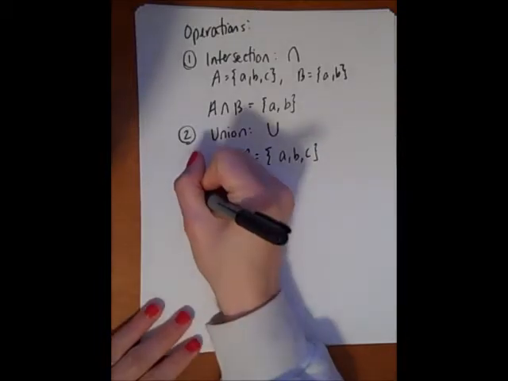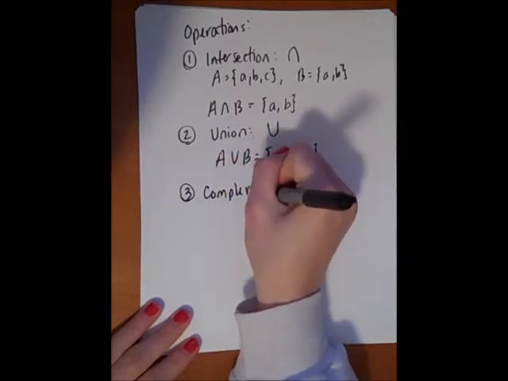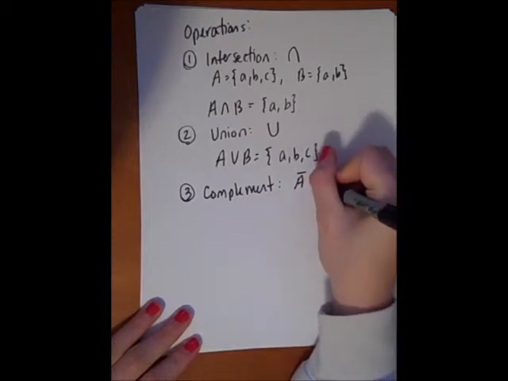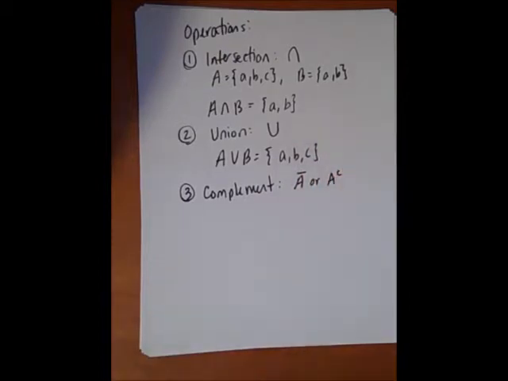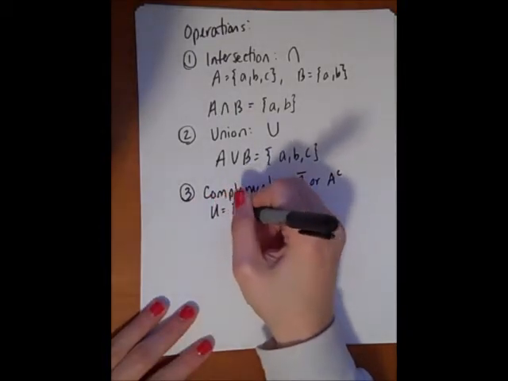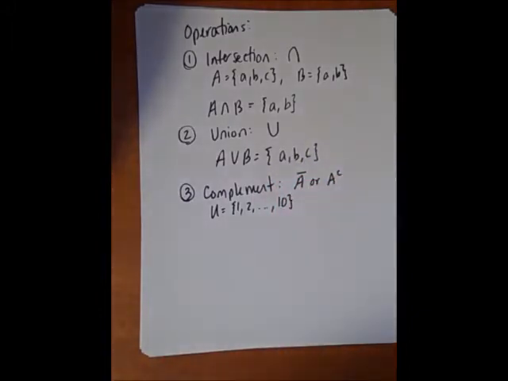Now the third operation is called the complement. The complement is going to be defined as either A bar or A^C. Sometimes you'll see it both ways. For the complement though, you need a universal set. So the universal set is kind of the bigger set, or the bigger picture. So let's say that my universal set is the numbers 1 through 10. So that's my universal set. This is the largest set possible. So this is everything.